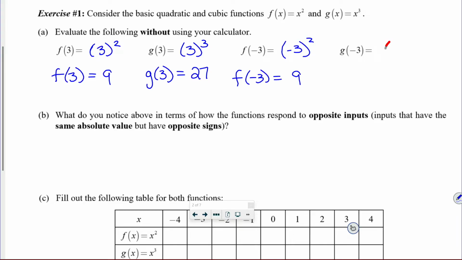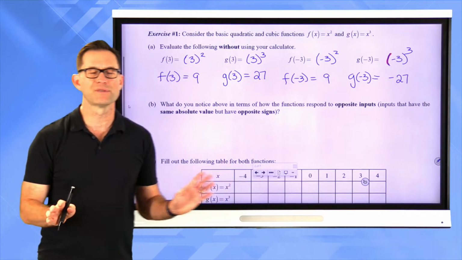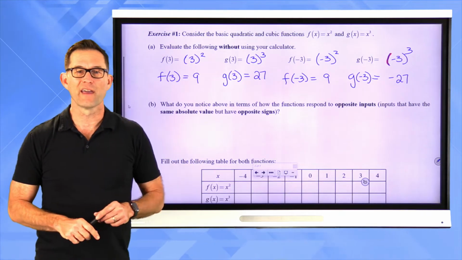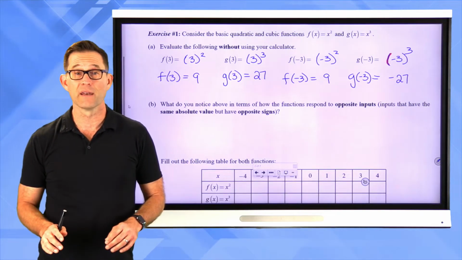And then g of negative 3 is going to be negative 3 cubed. That's going to be that 9 that we just had times negative 3 again, so that's going to be negative 27. Let me just get that down. All right, great. So easy enough. I hope that was simple. I didn't have you doing f and g of like 15 and negative 15.